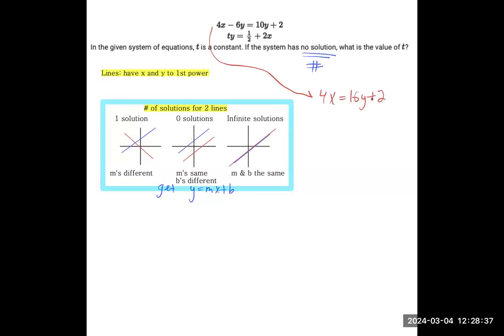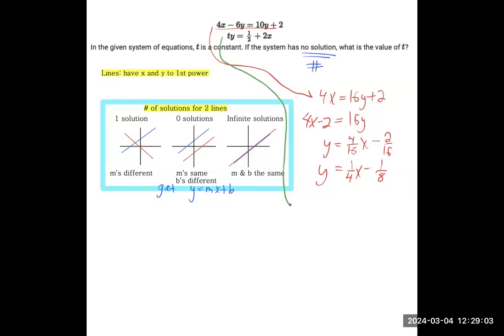Then we can take away 2 from both sides, and we get 16y equals 4x minus 2, divided by 16. And right now we have 4 over 16 x minus 2 over 16, which simplifies to 1/4 x minus 1/8. So that's the equation of the first line. And now we're going over to the second line.